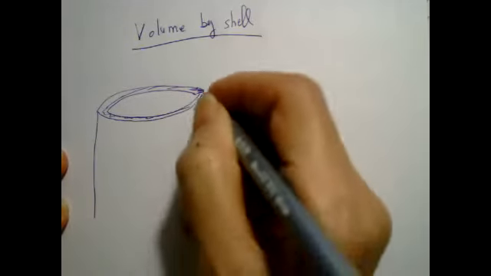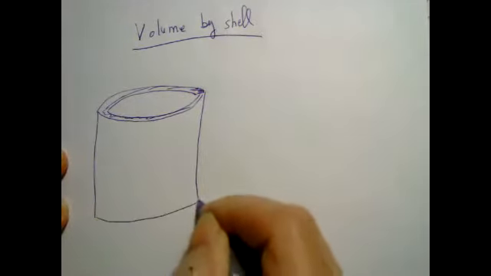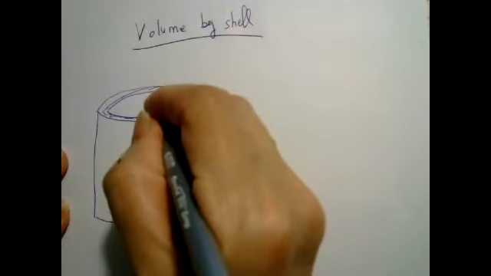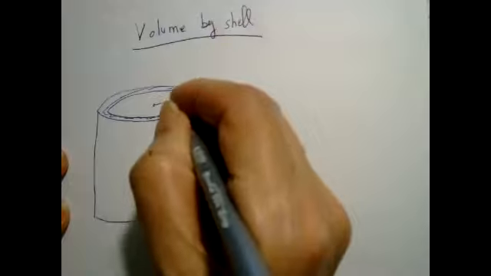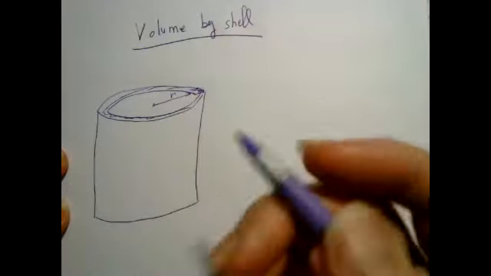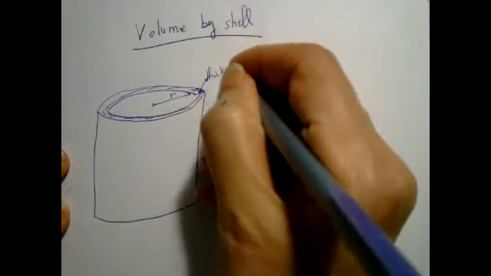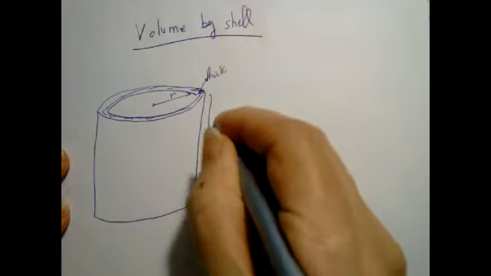And the height, it's long. That's a typical shell. If I call this the radius, the outer and the inner are very close to each other. And this is the thickness. And from here to here is the height.